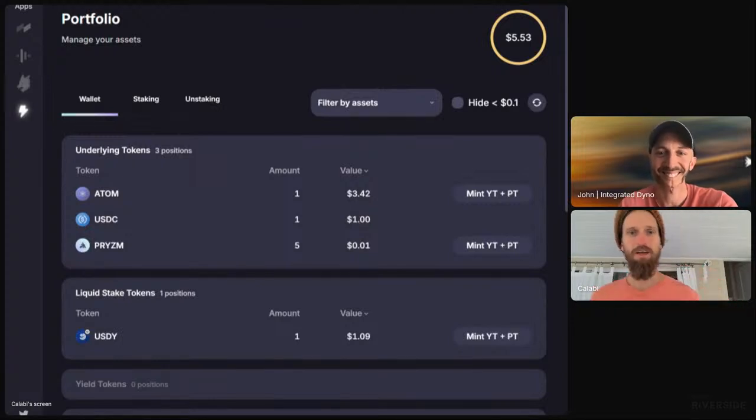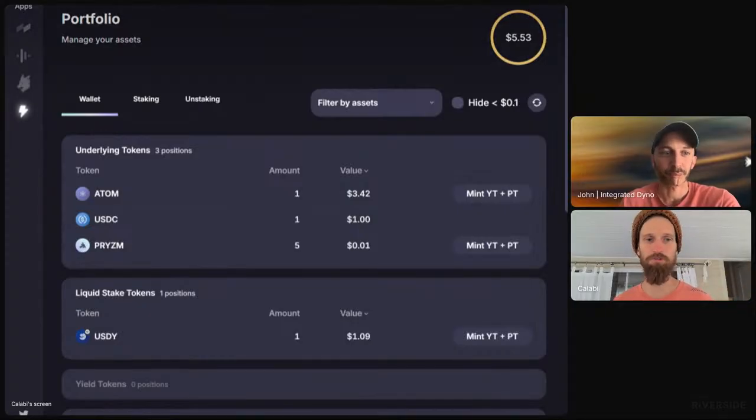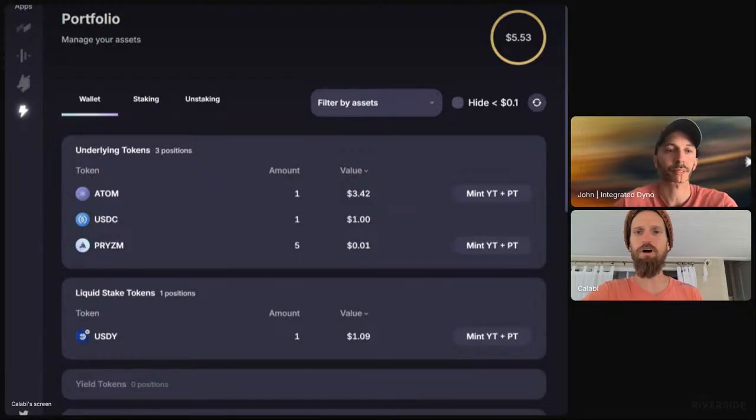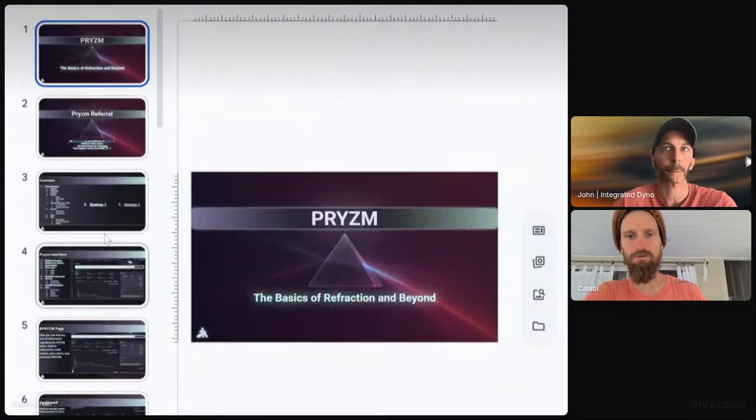Let's hop on in. So if you do have the slides, there's some stuff I'm not going to really go over, just kind of get you oriented to the UI. I'm going to assume people kind of know their way around, so I'm not going to go too much into that. I've set up a little demo account here with some of the assets that are a little bit more liquid on Pryzm.